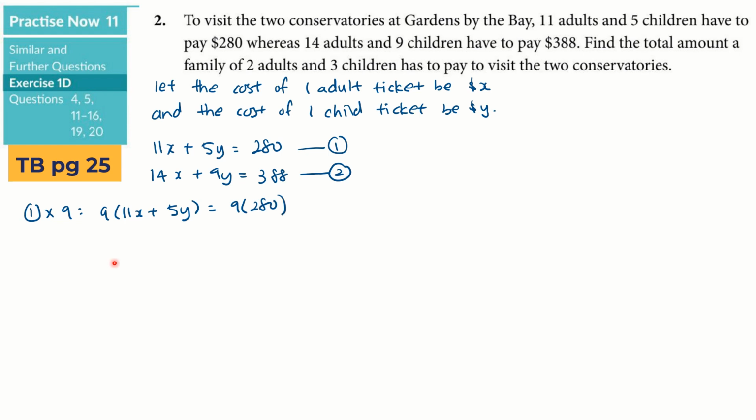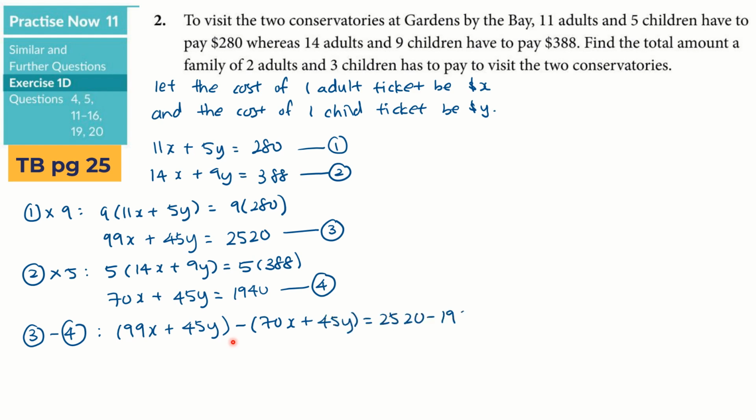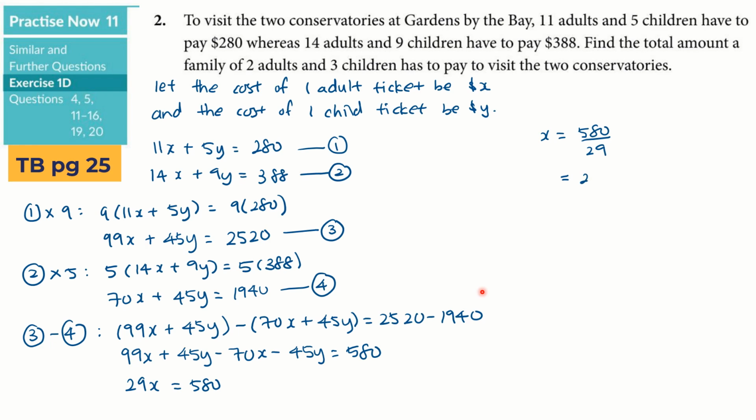So equation 1 times 9 will help me to arrive at this equation 3, and then my equation 2 times 5 will help me to arrive at this equation 4. So now that we have equation 3 and 4 and 45y is equal in both equations, I can take equation 3 minus away equation 4, such that it expands out into this and simplifies into 29x equals to 580. Upon solving, I will find that x is equals to 20.